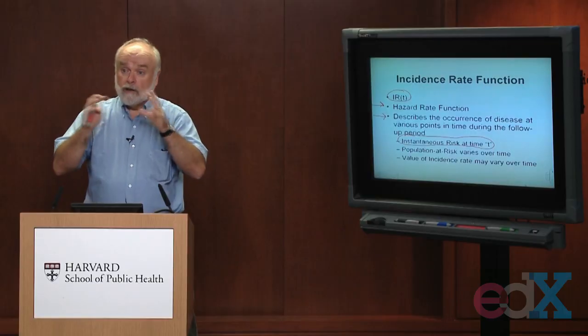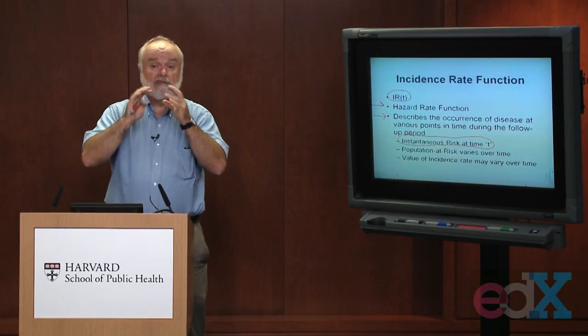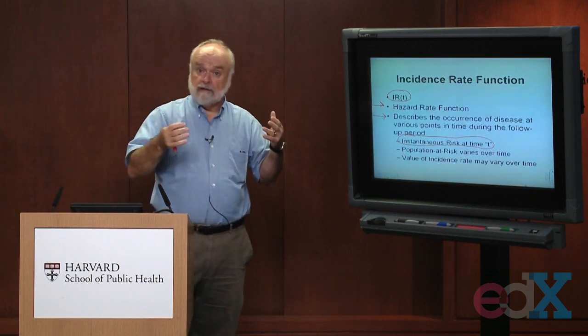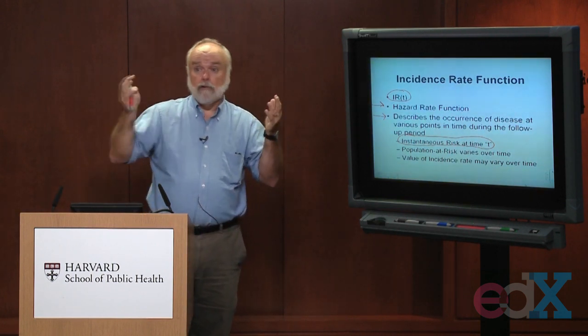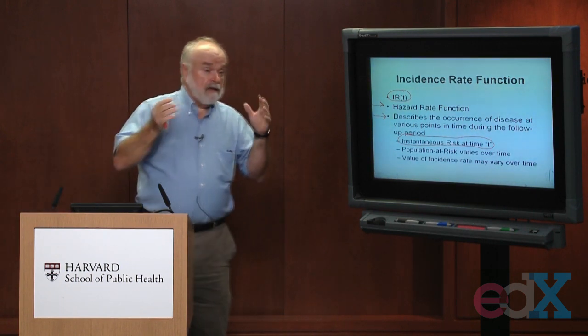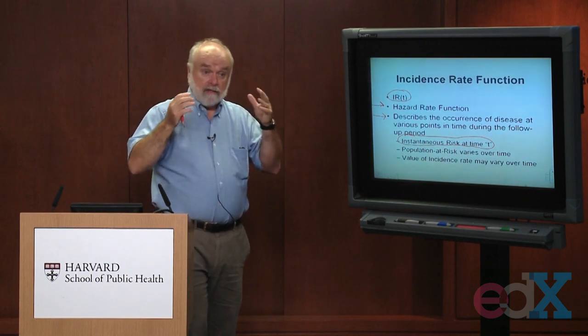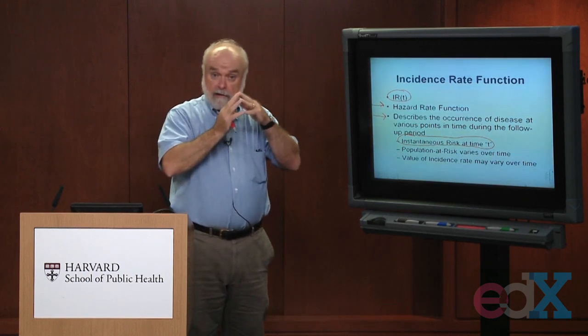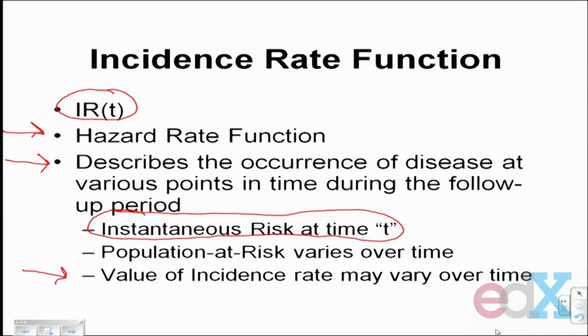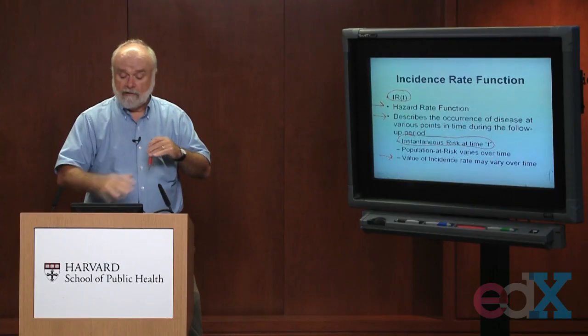So as you follow people over time and try to measure incidence rates at different points in time, realize your population at risk is going to get smaller as you follow people longer and longer, because once you develop the disease, your first headache, you're no longer at risk for developing a first headache. So what might happen is that not only is your population at risk getting smaller, your value for your incidence rates might be changing over time. There might be critical periods where your risk is very high or when your risk is very low.